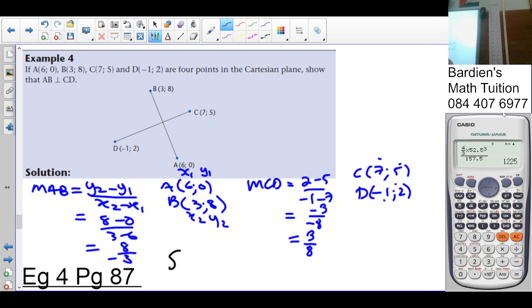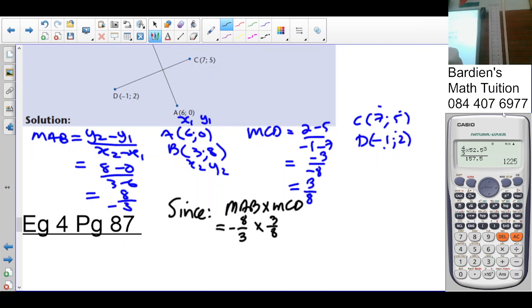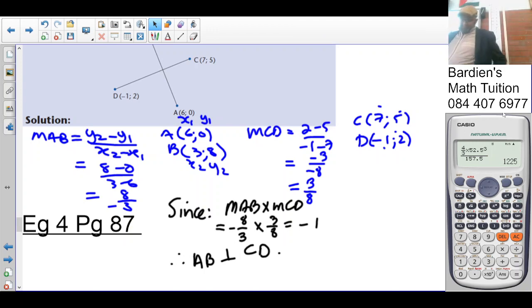We say since the gradient of AB times the gradient of CD is equal to 8 over negative 3 times 3 over 8, which is equal to negative 1. Since that is the case, therefore AB is perpendicular to CD. Okay, any confusion there?